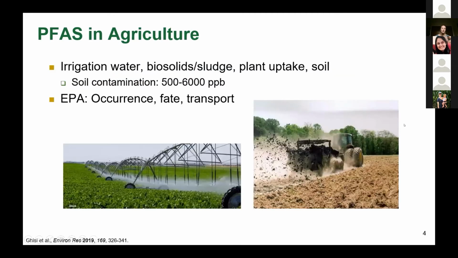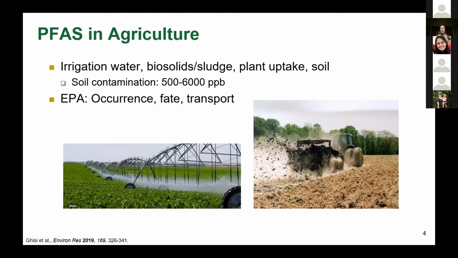Specifically within agriculture, there's a lot of different ways people could be exposed. First, through the irrigation water, like I mentioned, if, like at an Air Force Base, the firefighting foam leaks into the ground and surface water, and then that water is used as irrigation water. Any biosolids or sludge from wastewater plants that is often used as fertilizer can have high quantities of PFAS. This then also goes into the plants and also the soil. They've been able to find 500 to 6,000 parts per billion of PFAS in the soil, so orders of magnitude higher than the limit.